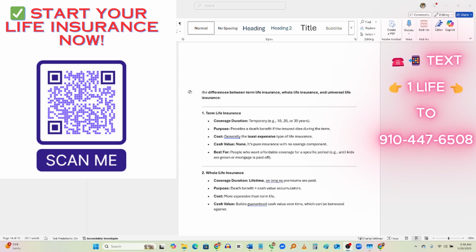You can have a term life insurance policy with a duration of 10, 20, or 30 years. The purpose of term life insurance is that it provides a death benefit if the insured dies during the term. Cost: generally, the least expensive type of life insurance is term.